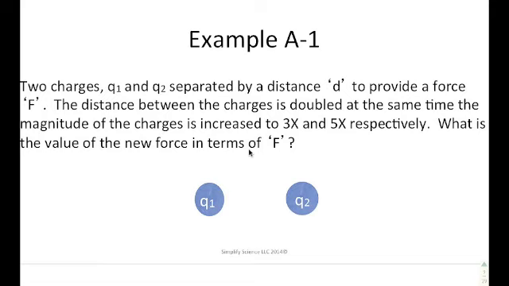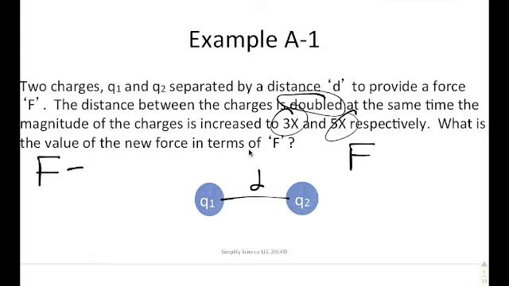The first one says that you have two charges that are separated by a distance d, and it provides a force of F. So we've got a force of F. The next thing says, if you increase the magnitude of the charges to 3 times and 5 times respectively what they were, what is the new value of F? But it says we also double the distance. So we're doing 3 things. So I can represent the first value as just F.